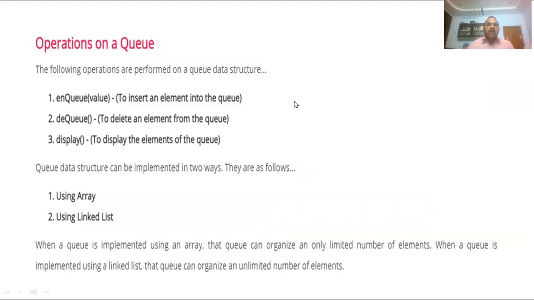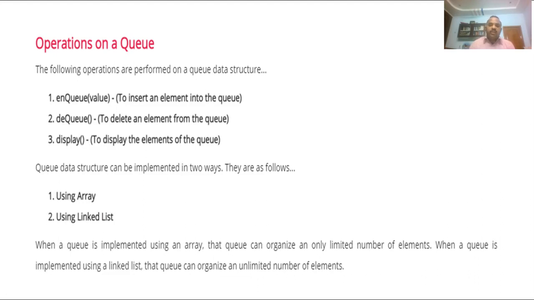So what are the operations on Q? We know the following operations are performed on a Q data structure. The first one is NQ, to insert an element into the queue. Second one is DQ, to delete an element from the queue. Third one is display, to display the elements of the queue. So queue data structures can be implemented in two ways. They are as follows: using arrays and using linked list.